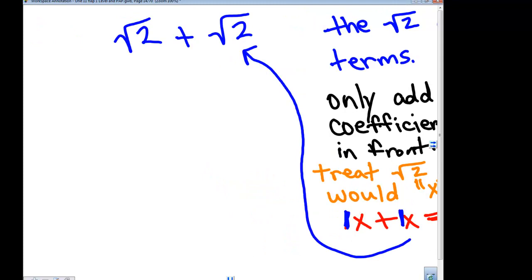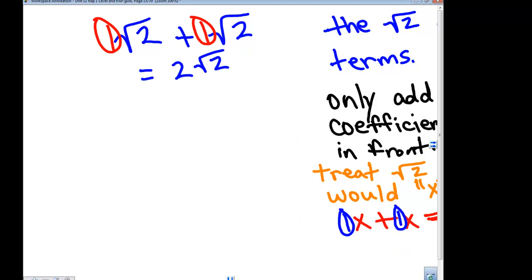Let's look at square root of 2 plus square root of 2. Adding the imaginary ones in front of the square roots of 2, we get 2 times the square root of 2.